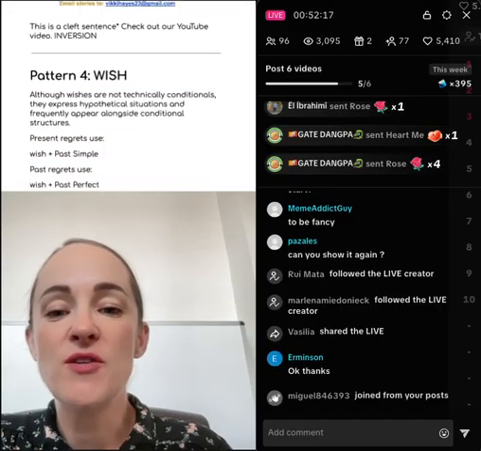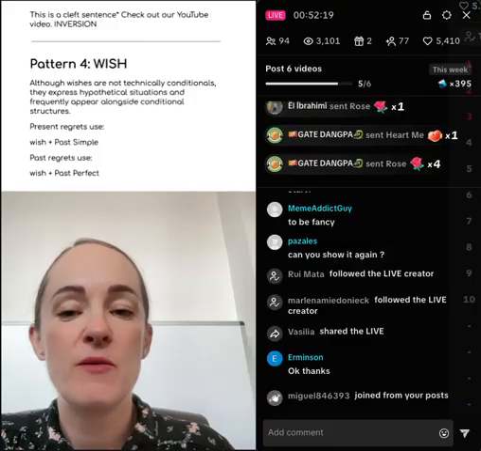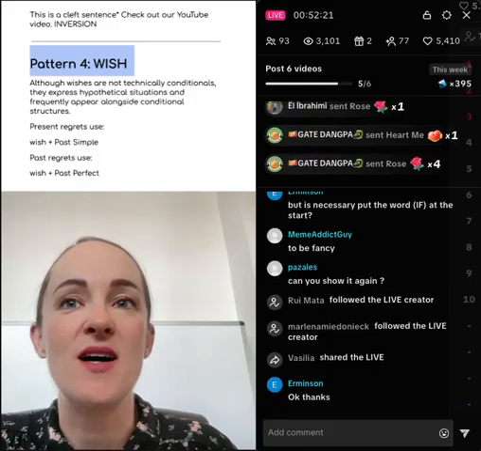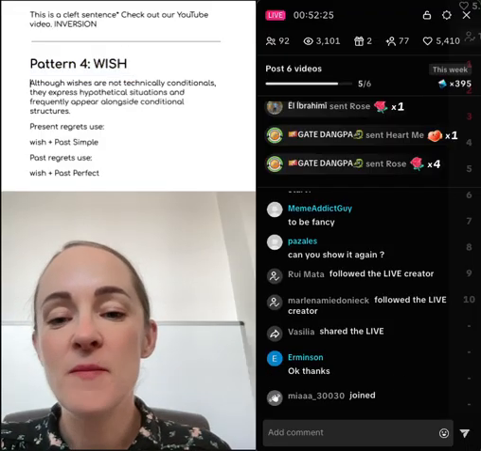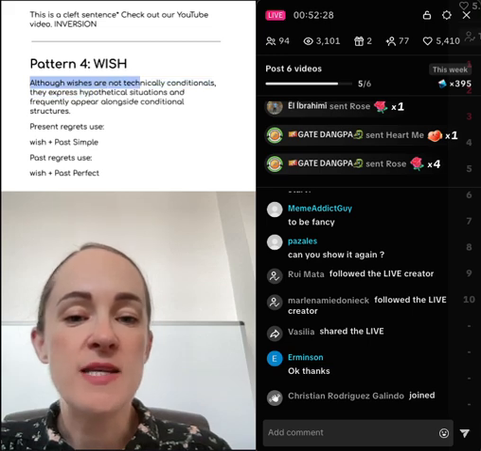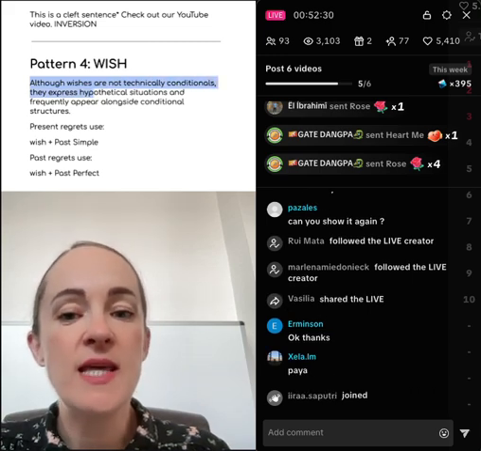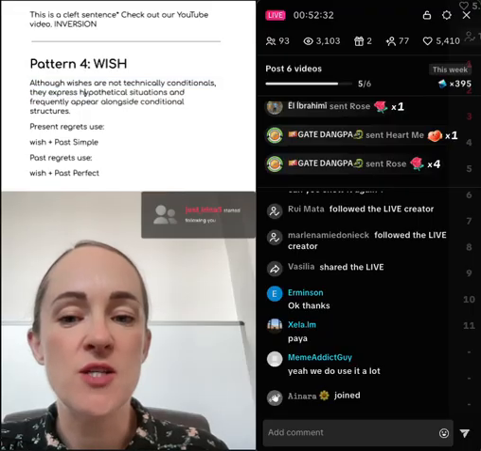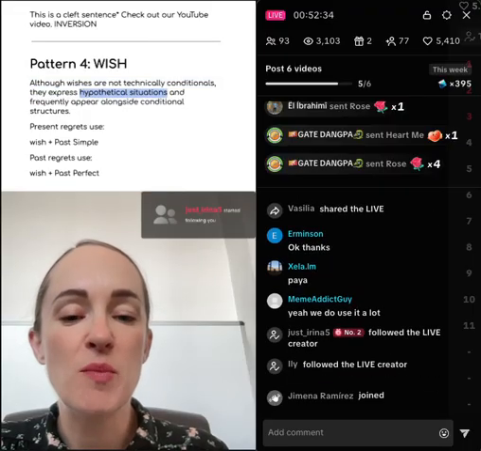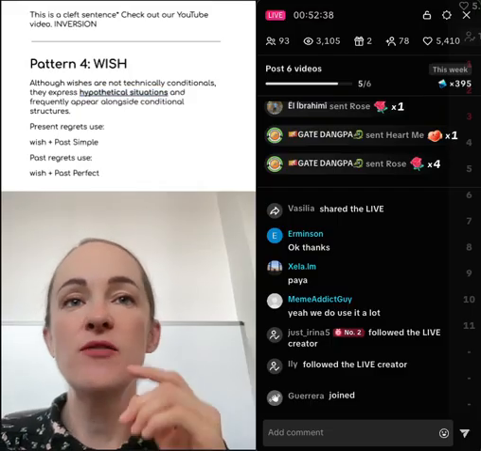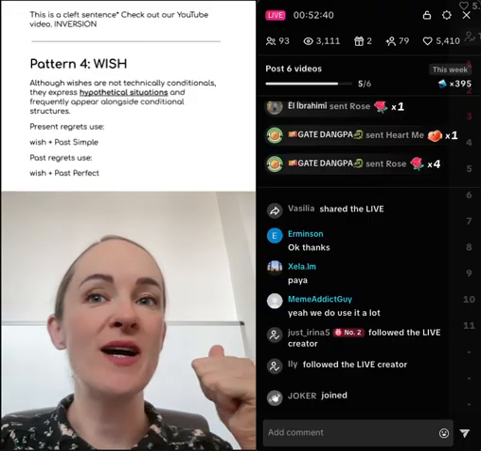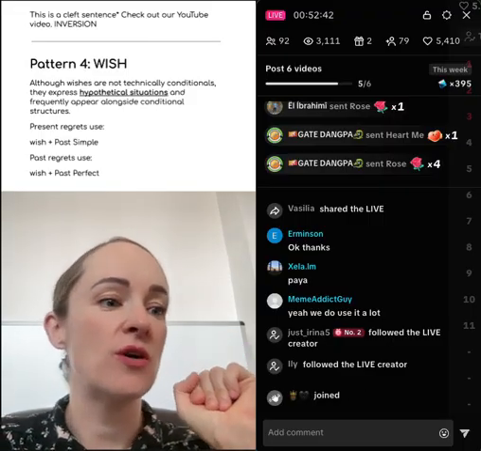Okay, next one. Pattern is with wish, right? I love this one, and we use this a lot in real life. Okay, no problem, Emerson. Although wishes are not technically conditionals, right? They express hypothetical situations and frequently appear alongside conditional structures. So there will definitely be a conditional, and there could be a conditional and wish in your exam.